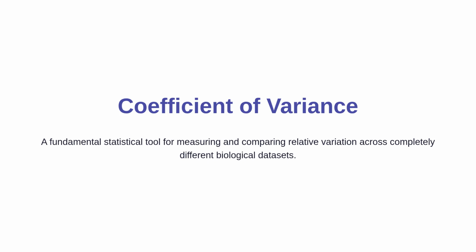Welcome to Computational Biology. Today, we are diving into a crucial statistical tool called the coefficient of variance. As biologists, we constantly measure things, from the size of microscopic cells to the weight of massive animals. But how do we compare the variability of completely different biological traits? By the end of this video, you will understand exactly how to measure and compare relative variation, ensuring you are never misled by raw numbers again.